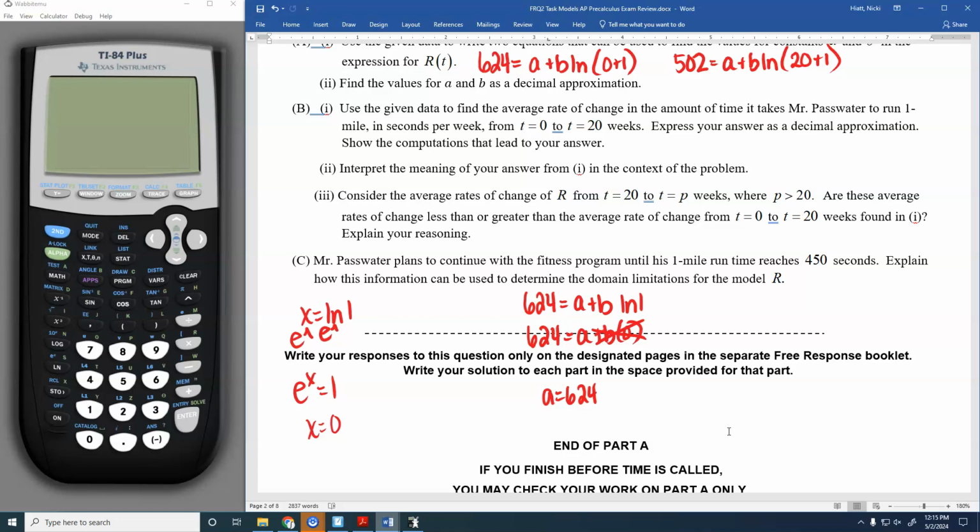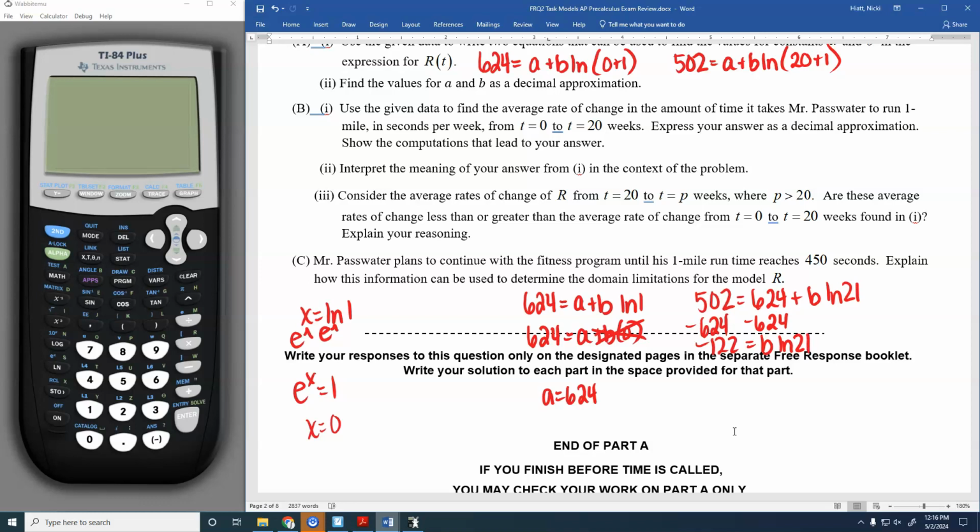For your b, you're going to use the other equation, and you can plug the a in since you've already found it. So it's 502 equals 624 plus b natural log of 21. And so you need to subtract your 624 here, which is going to give you negative 122 equals b times natural log of 21. Natural log of 21 is just a number, right?